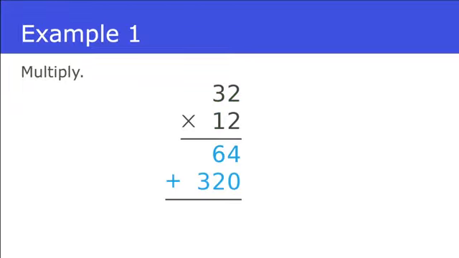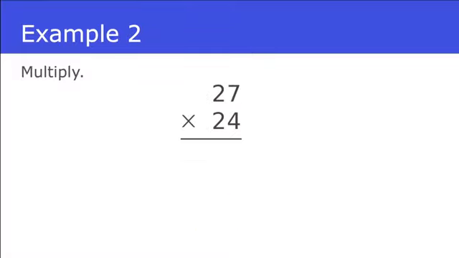Now we can add the results. We first add our ones, 4 plus 0 equals 4. Add the tens, 6 tens plus 2 tens equals 8 tens, and then our hundreds, 3. That's it! We've got our total. So 32 times 12 is 384.